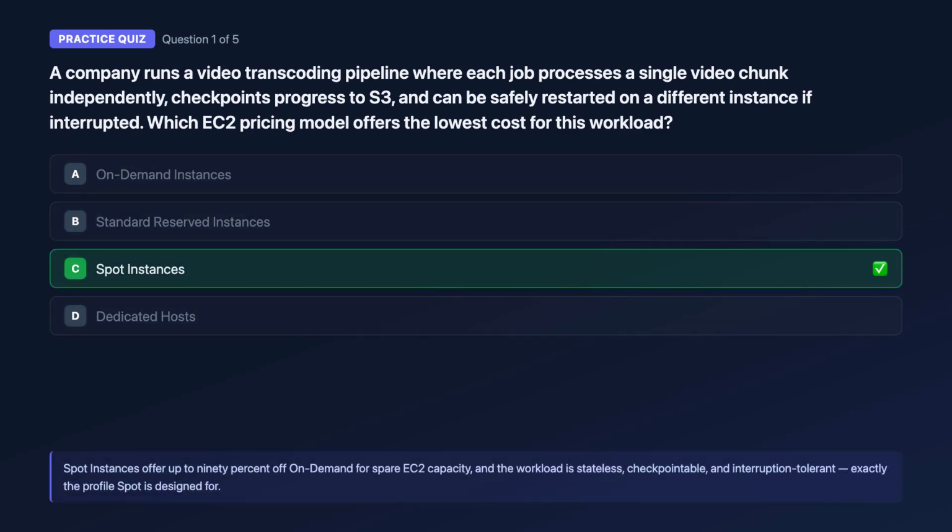This one is C, spot instances. The keywords are independent, checkpoints, and safely restarted. That's the textbook Spot profile. Stateless, fault-tolerant work that can survive the 2-minute warning. Spot delivers up to 90% off, which is the lowest cost you can get on EC2.